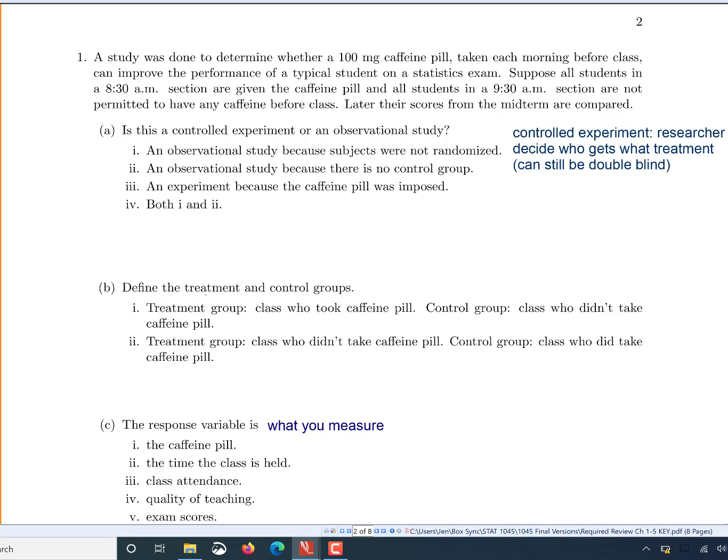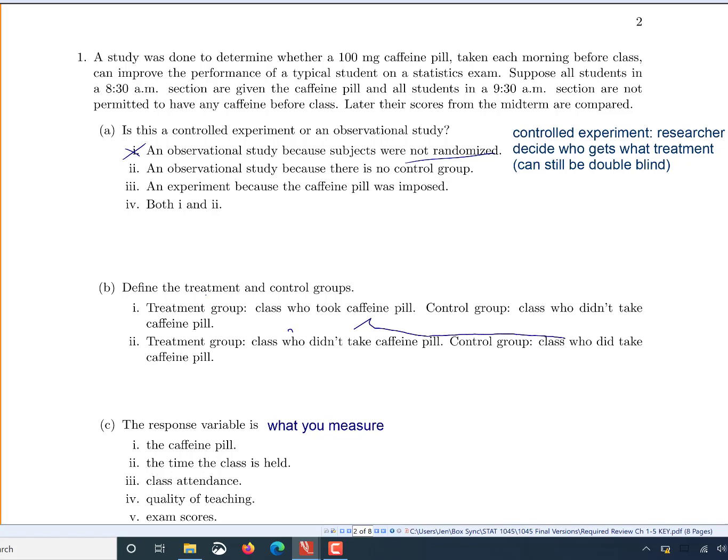So when we look at this one, it does look like the researchers would choose to give caffeine to the 8:30. They chose a control group. So this would be a controlled experiment. Okay, but we have to also tell them why. It says an observational study because the subjects were not randomized. Well, it is true that they were not randomized, but that's not actually what makes it controlled or not. So it's not going to be that one.